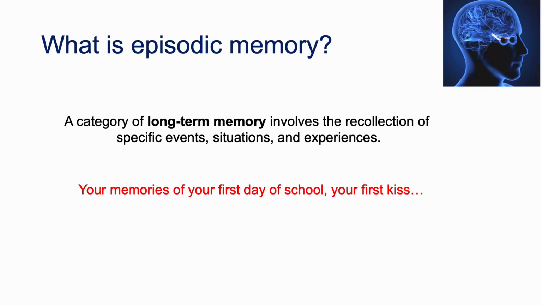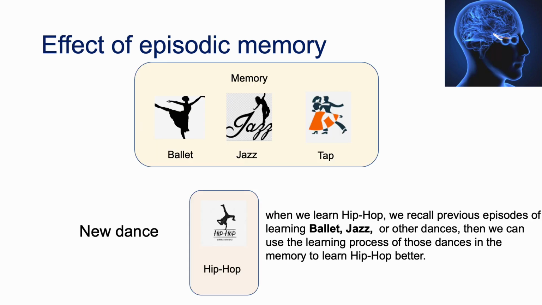So what is episodic memory? It is a category of long-term memory that involves the recollection of specific events, situations, and experiences. For example, your memories of your first day of school, your first kiss, and so on.